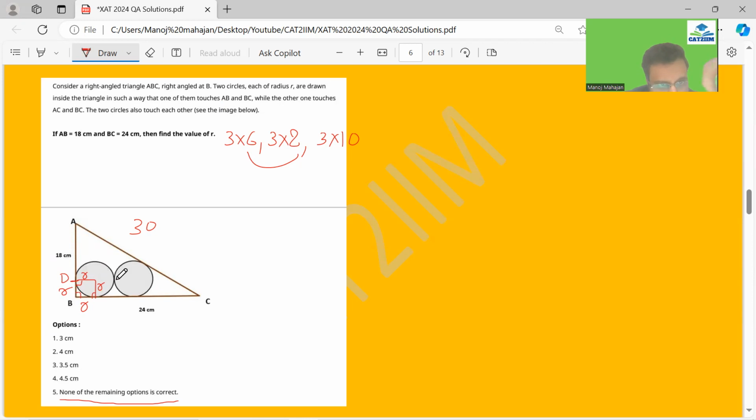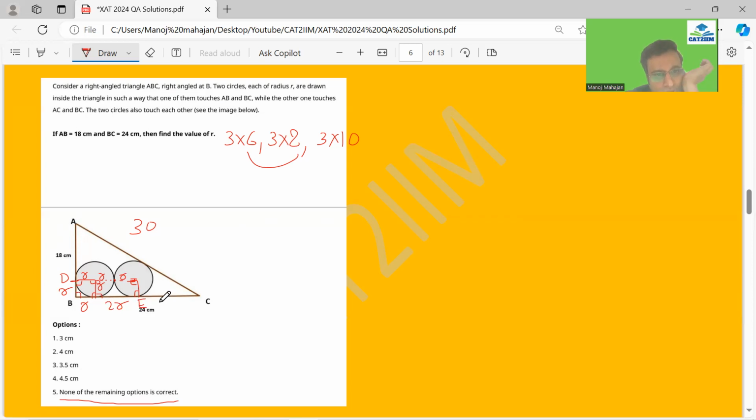Now you know the center, this point, and the center would be collinear, right? So let me drop a perpendicular out here. This would be, of course, at 90 degrees. So this 90, this is 90, this is 90, this is 90. It becomes what? A rectangle. So this is R, this is R. So this is nothing but 2R. Let me put this point as E.